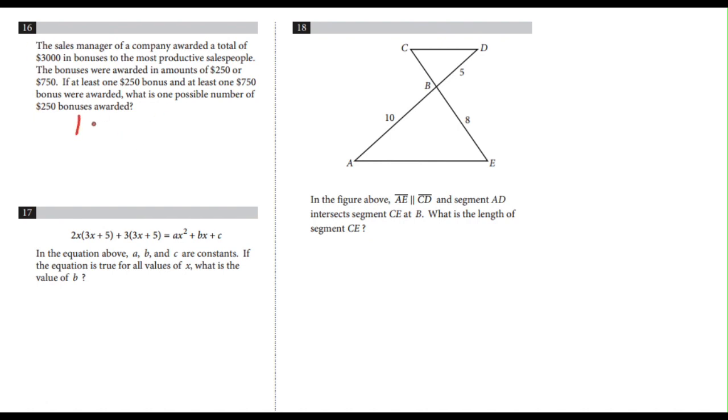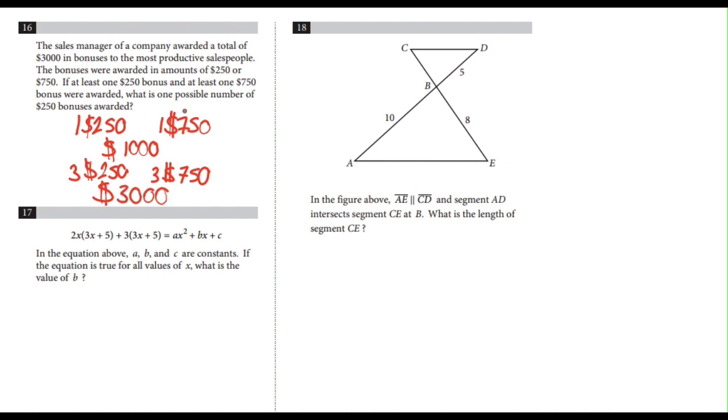We know that we need at least one $250 bonus and at least one $750 bonus. And at this point, we have $1,000 with these two bonuses. We can just replicate this 2 more times, and if we have 3 $250 bonuses and 3 $750 bonuses, this will in total be $3,000. So one possible number for the number of $250 bonuses given is 3.